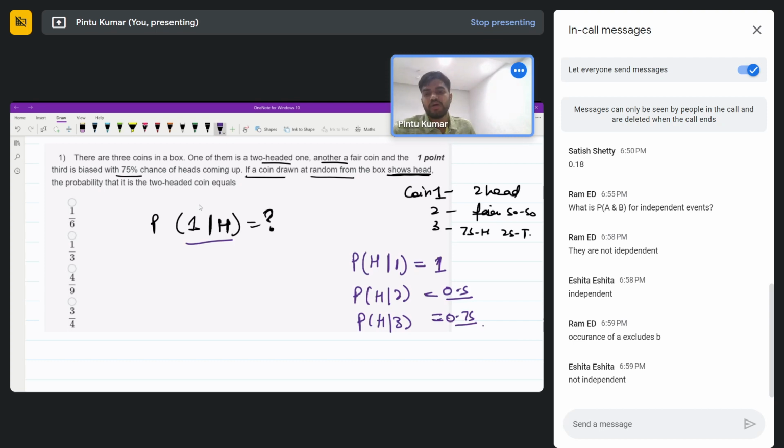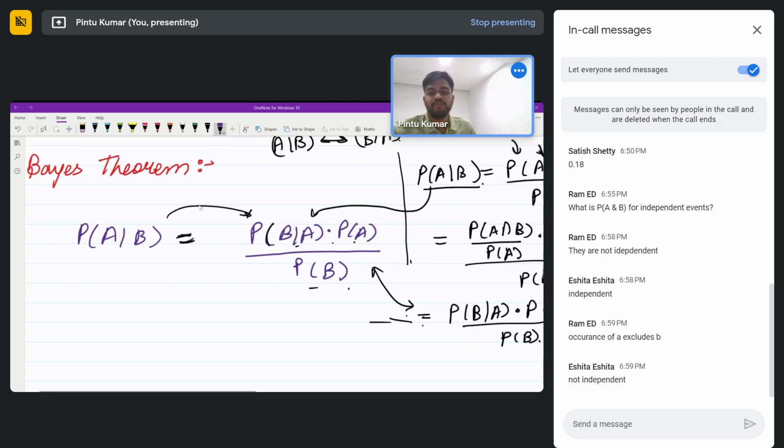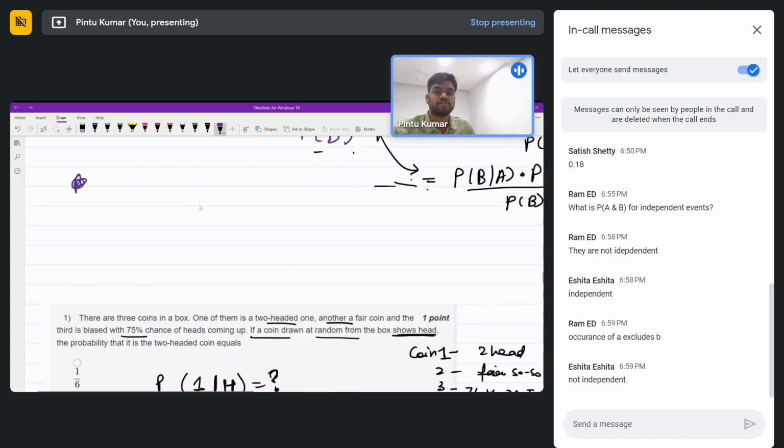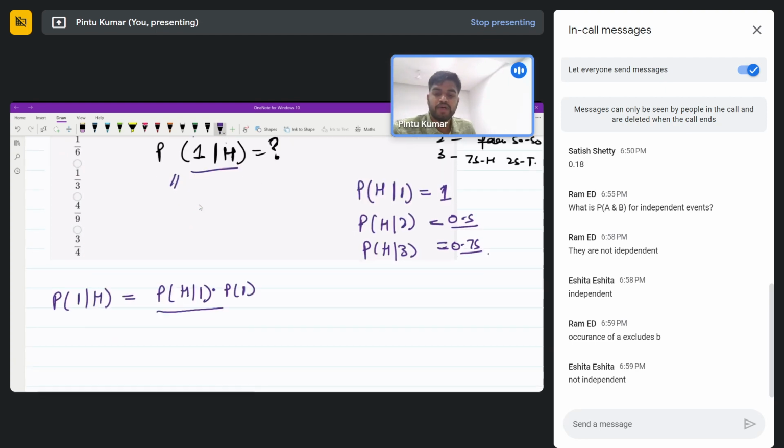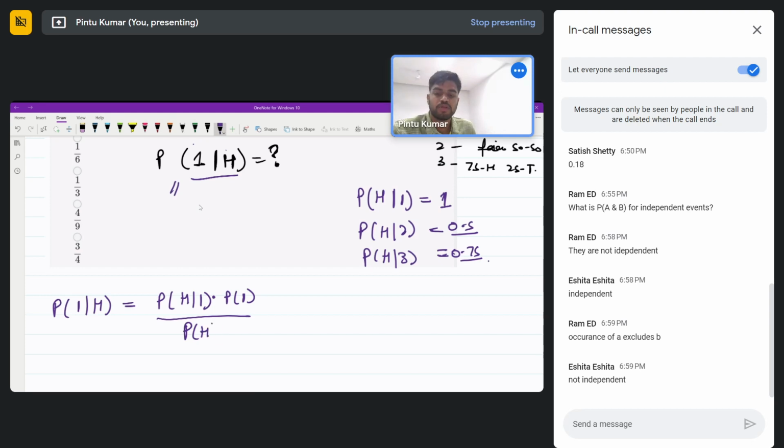Now, if you remember Bayes' theorem, when we want to switch from A given B to B given A, we use this Bayes' theorem, right? So here also, the information given to us is in the form H given something, and we want to calculate one given H, right? So we use Bayes' theorem on it. So probability of one given H is nothing but probability of H given one into probability of one divided by probability of H, right?